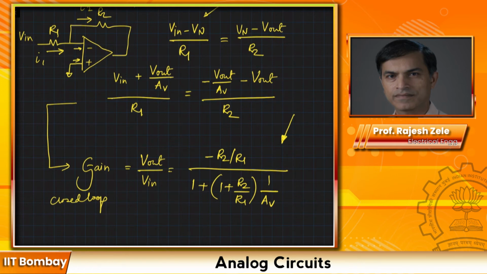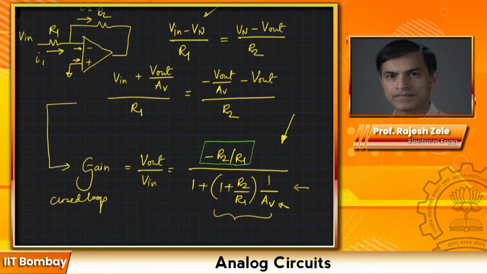Sanity check. Let's say this Av is very large, then what will happen? The denominator will become equal to 1 because this term will go to 0. Okay. And then again we get the answer which we originally got, which was minus R2 divided by R1.